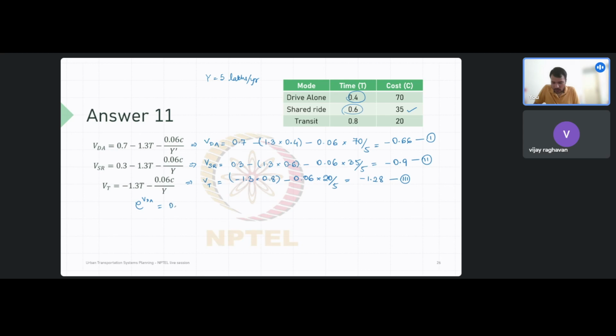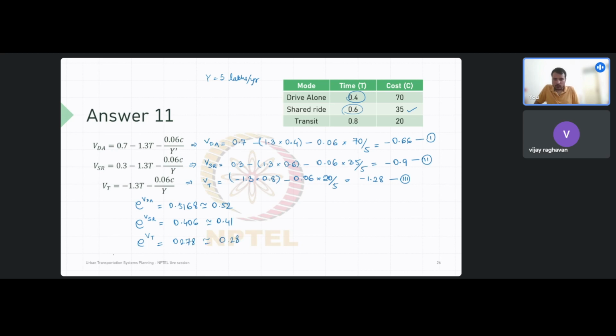So this is coming out as 0.5168. Let's round it off at 52. Let's take e power VSR. This will be equal to minus 0.9, which is 0.406. This is 0.41. And finally, we have e power V of transit. So it is coming out as 0.278, round it off to 0.28.